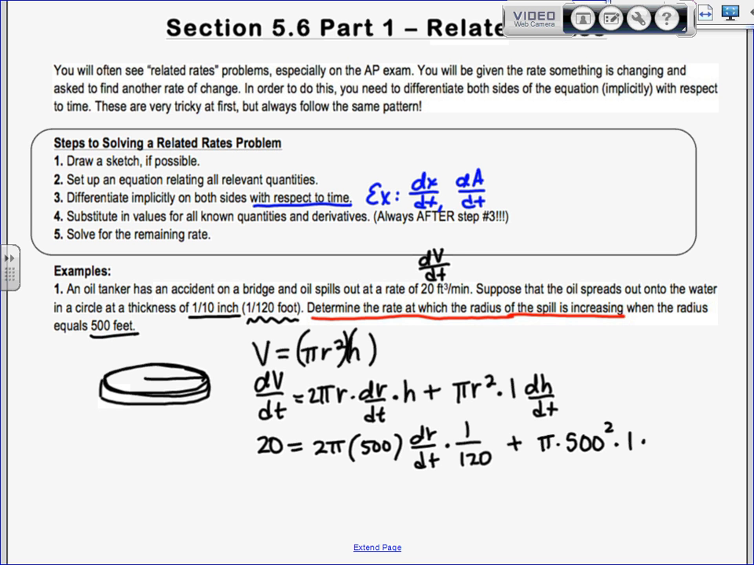Is the height changing? No. So it's not changing by any feet per minute, right? So it's zero. So the reason was because dh over dt was constant.